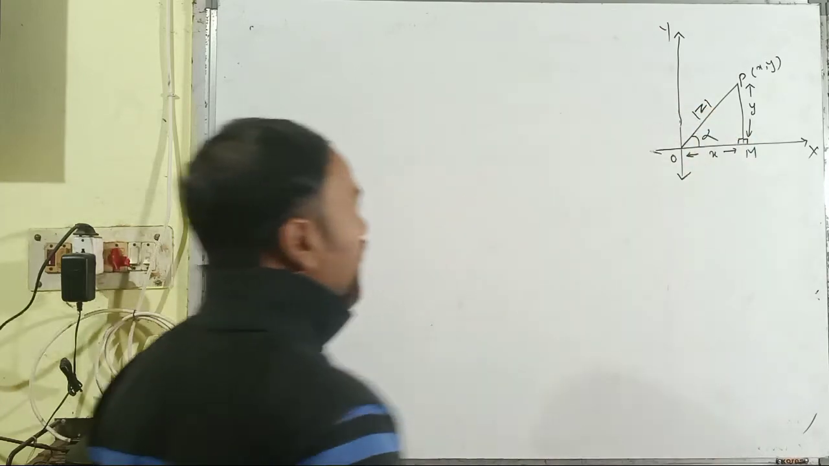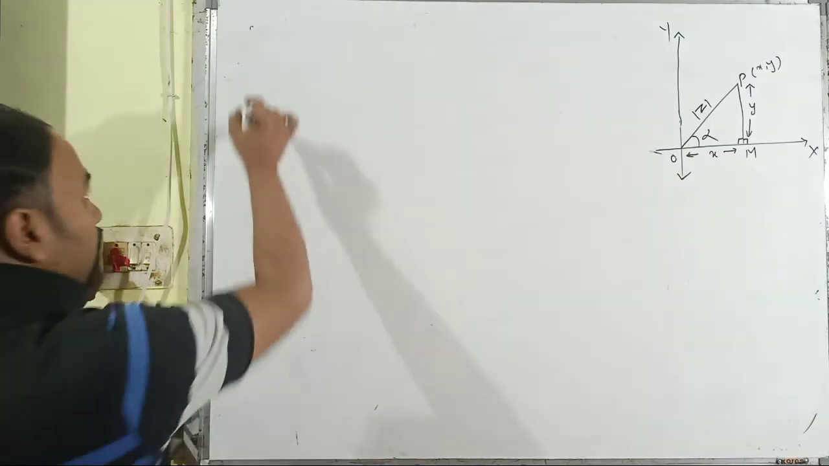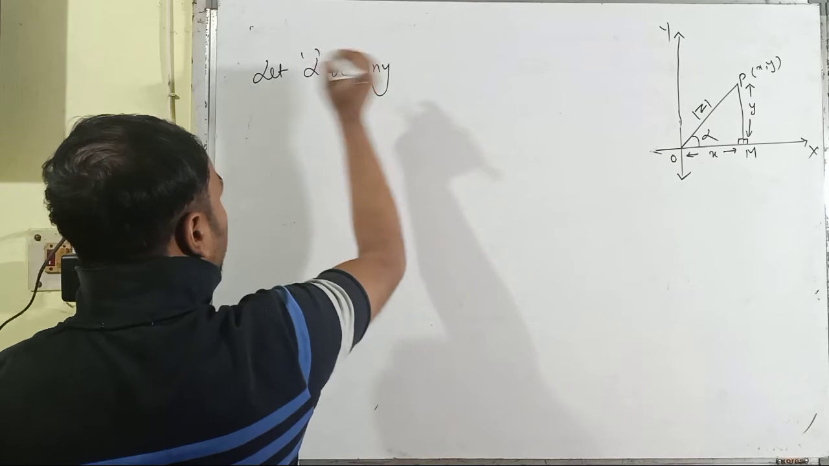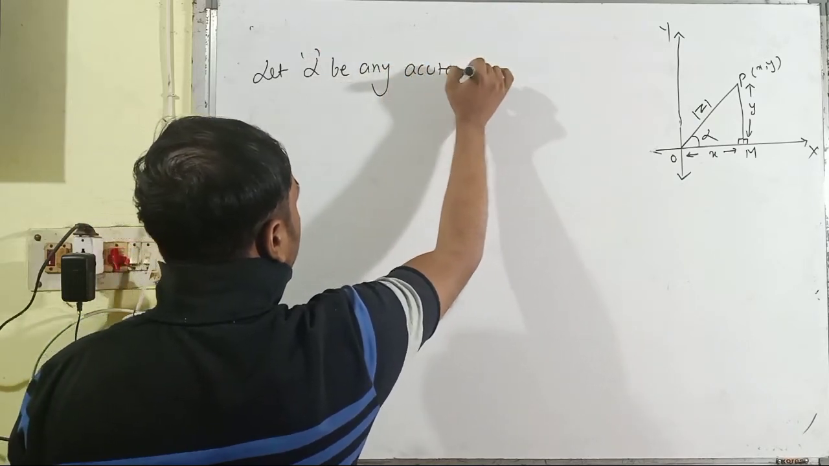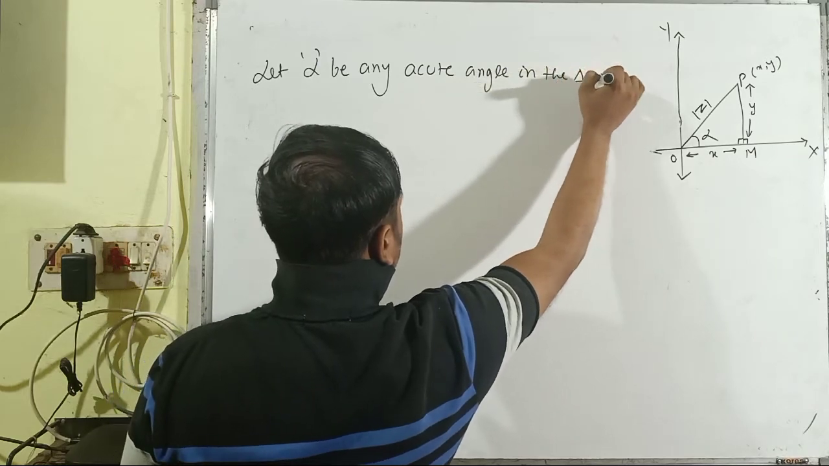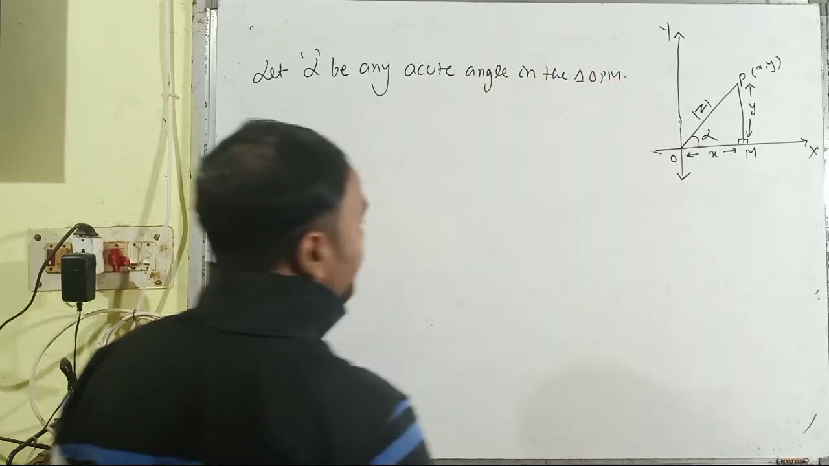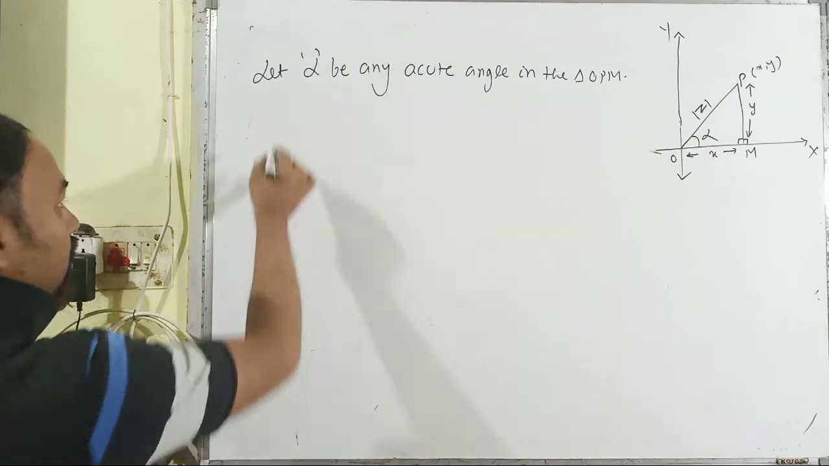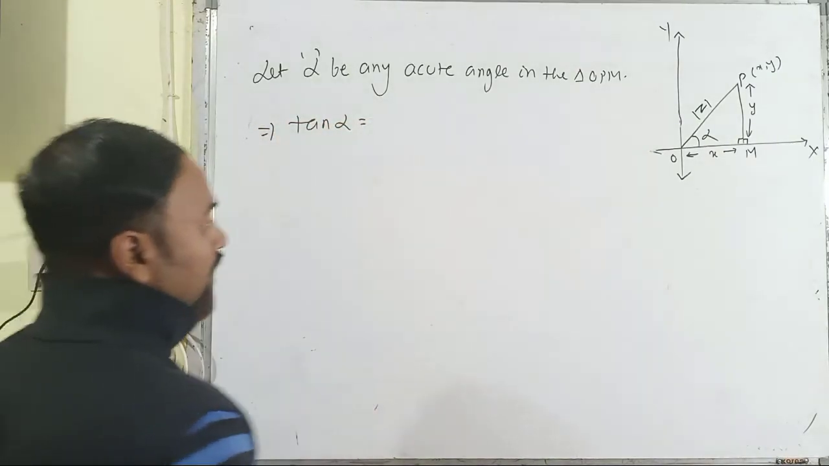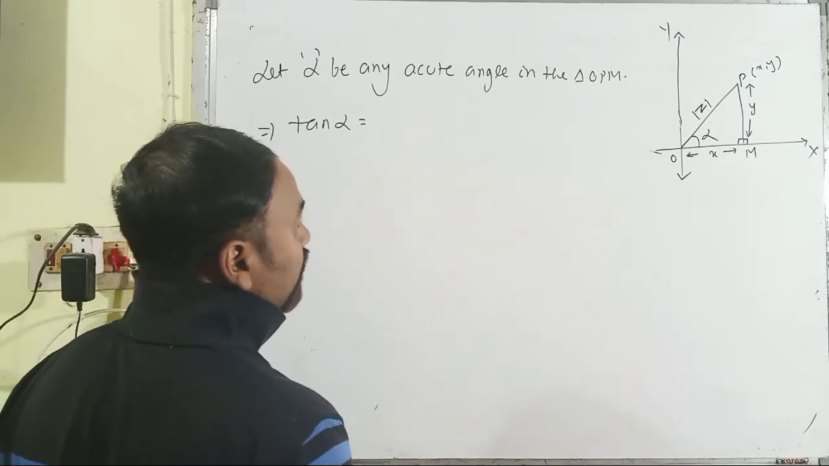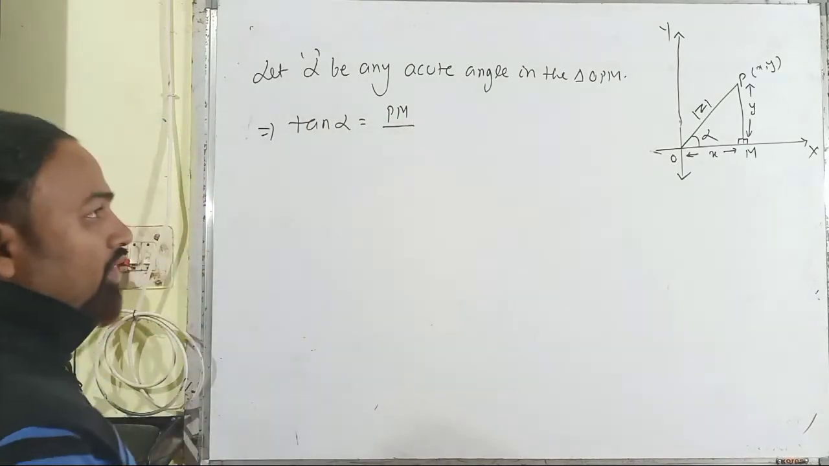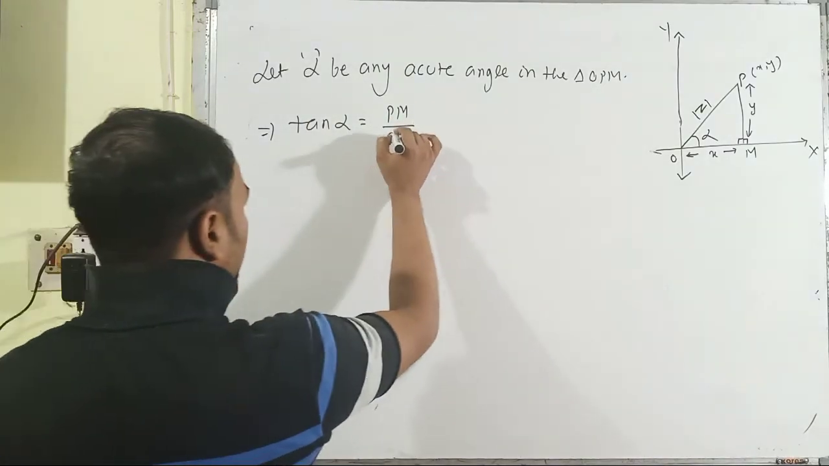Let alpha be any acute angle in the triangle OPM. Here you can write tan alpha is equal to P upon B, that means perpendicular upon base, that means PM upon OM.